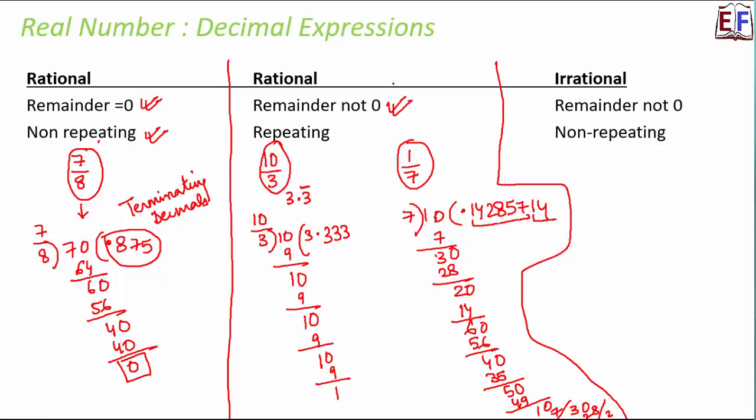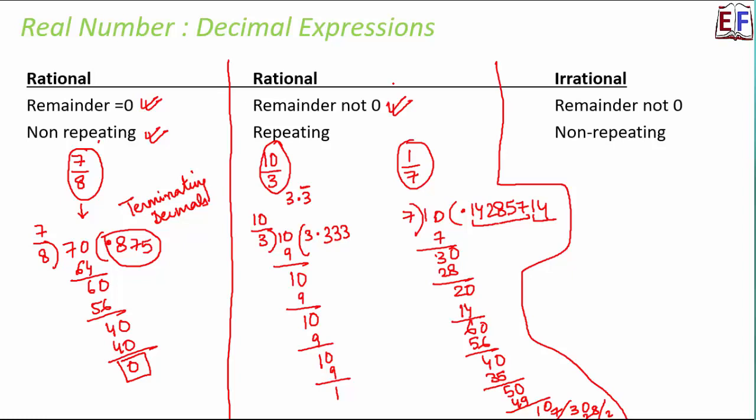So in that case, again, you could have two options. One option could be one digit keeps repeating. The other option could be that a string of digits keeps repeating. Clear? So far, so good. Great. Now let's look at the irrational numbers. In case of irrational numbers, we are talking about such numbers where the remainder is not 0 and also the decimals are non-repeating.